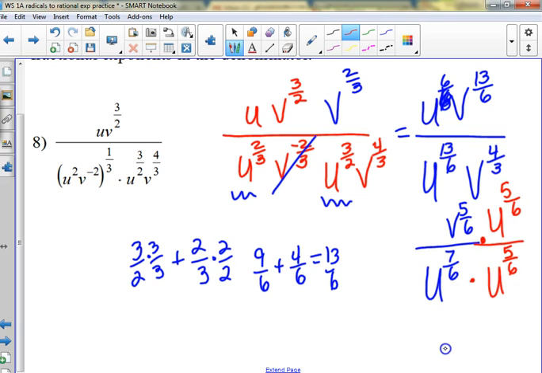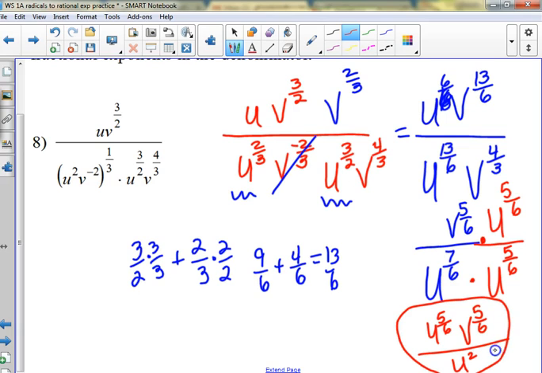So now what do we have? Yeah, that was a great answer. U to the 5/6, V to the 5/6. I just wrote the U in front of the V. And in the denominator, we have U to the 12/6, which is U squared. We had to multiply by something so that when we added the exponents, it would come out nice. Like as in, it can't have a fraction anymore.